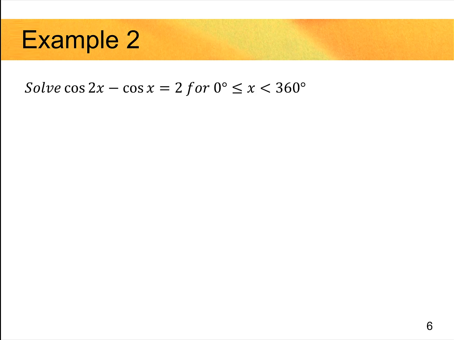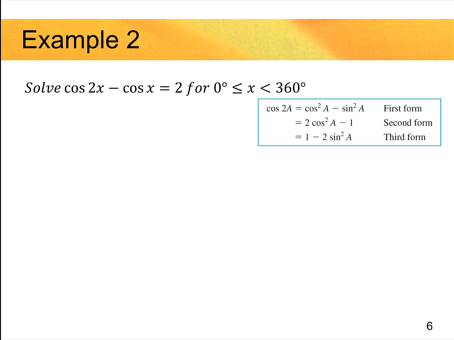Alright, so first things first, we are still in degree mode. That's nice. We're going to go from 0 to just shy of 360, so we're still in degrees. Our variable has changed. It's now an x instead of a theta. That's okay. We can still work with it here. Okay, so for cosine, here's a little problem: remember, cosine has 3 different versions for double angle formulas, right? There's your first form, second form, and third form.